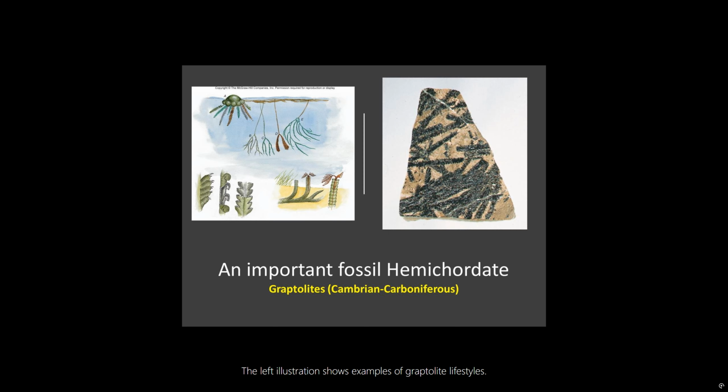The left illustration shows examples of graptolite fossils and graptolite lifestyles. These included both sessile benthic and pelagic planktonic forms. They really look like plants, but they're actually animals. On the right is a block of sedimentary rock with several graptolite fossils in it. Graptolites are an important hemichordate from the Cambrian to the Carboniferous because some of them make excellent index fossils.